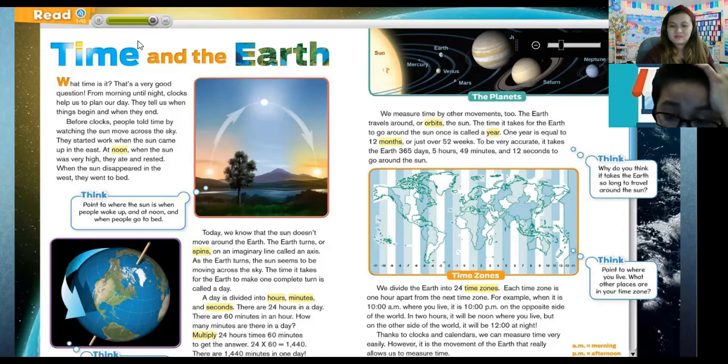However, it is the movement of the Earth that really allows us to measure time.